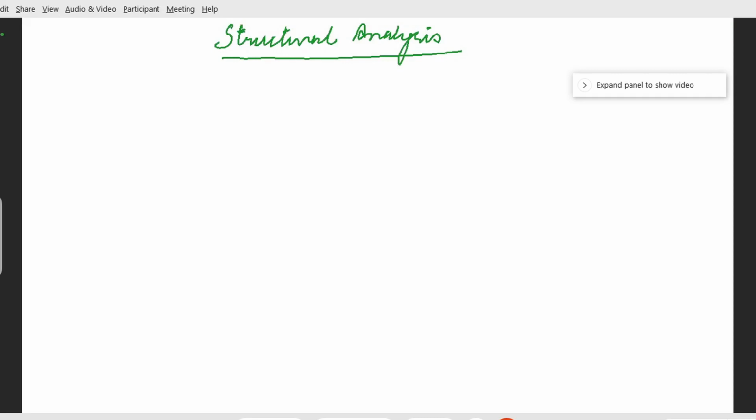Can anybody else add something to what Sahil has said? Actually, structure analysis is whenever you have any structure, it has been loaded. Now, load can be of any category. It can be a dead load. It can be a live load. It can be a seismic load. It can be a wind load. There are a number of loads which can come upon these structures. Just give me a minute.